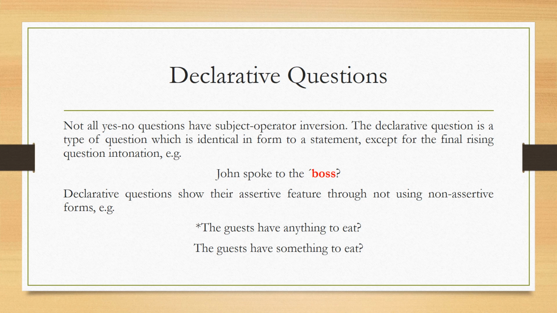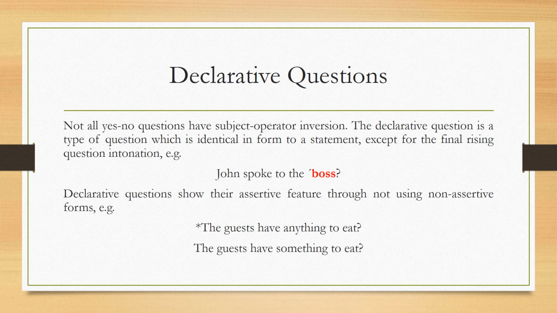Declarative questions show their assertive feature through not using non-assertive forms. You remember we said before that because yes/no questions are questions, we use in them what? Non-assertive forms. But with the declarative questions, because they have a structure that is similar to a statement, here we have to use what? Assertive forms. Is it clear?